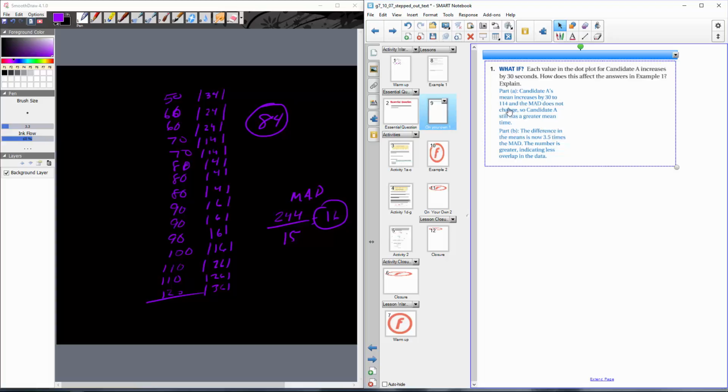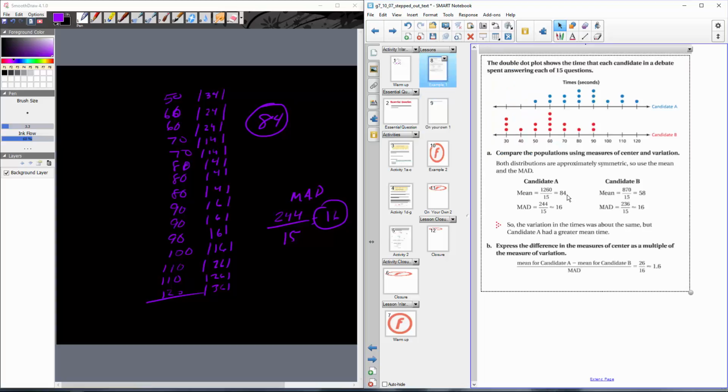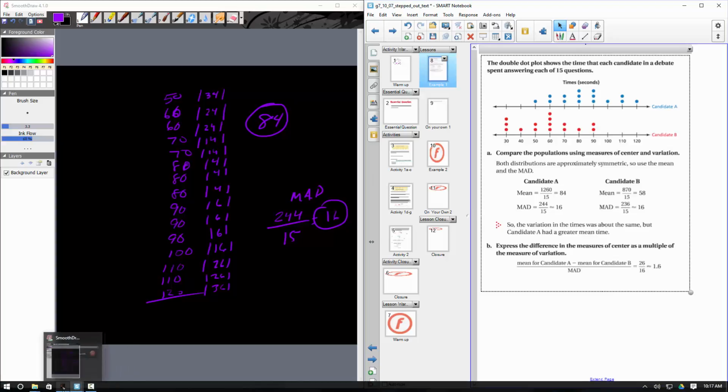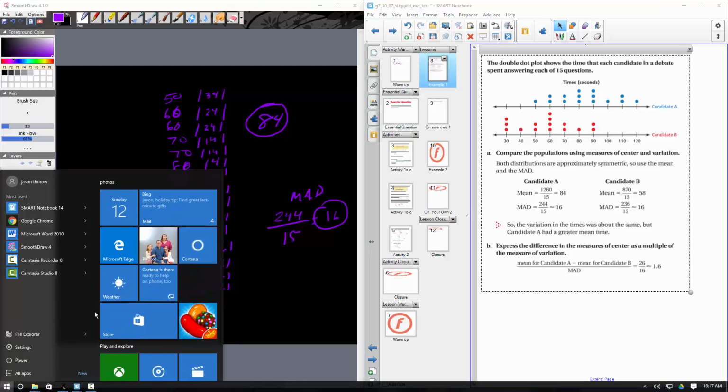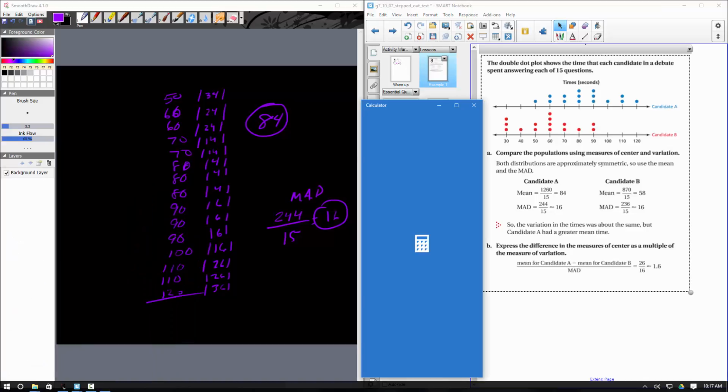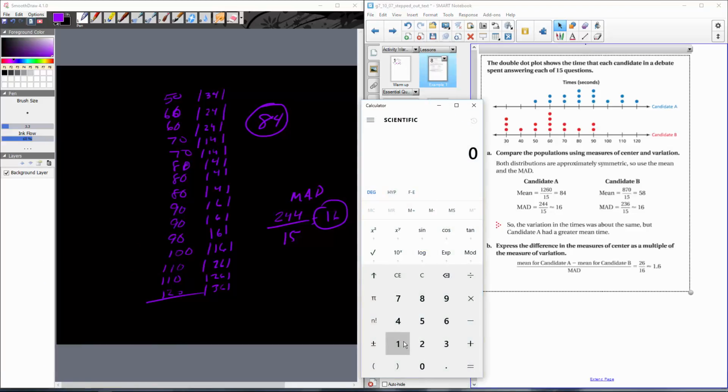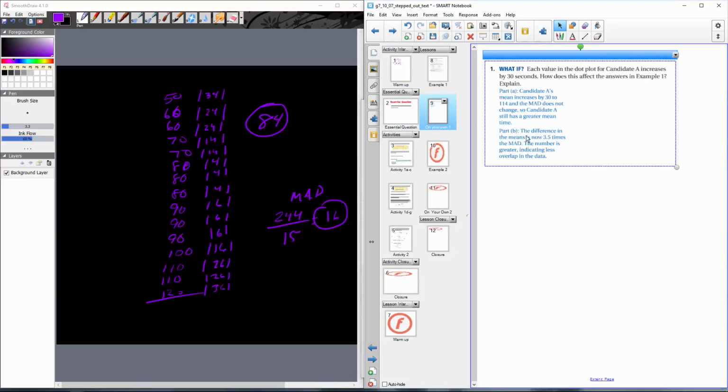When I would take this and I have 114, which is what I have now, 114 if it goes up by 30, right? Minus 58, so let's just do that. So if I take 114 minus 58 divided by 16, and I get 3.5. And that's what it's saying is this new MAD.